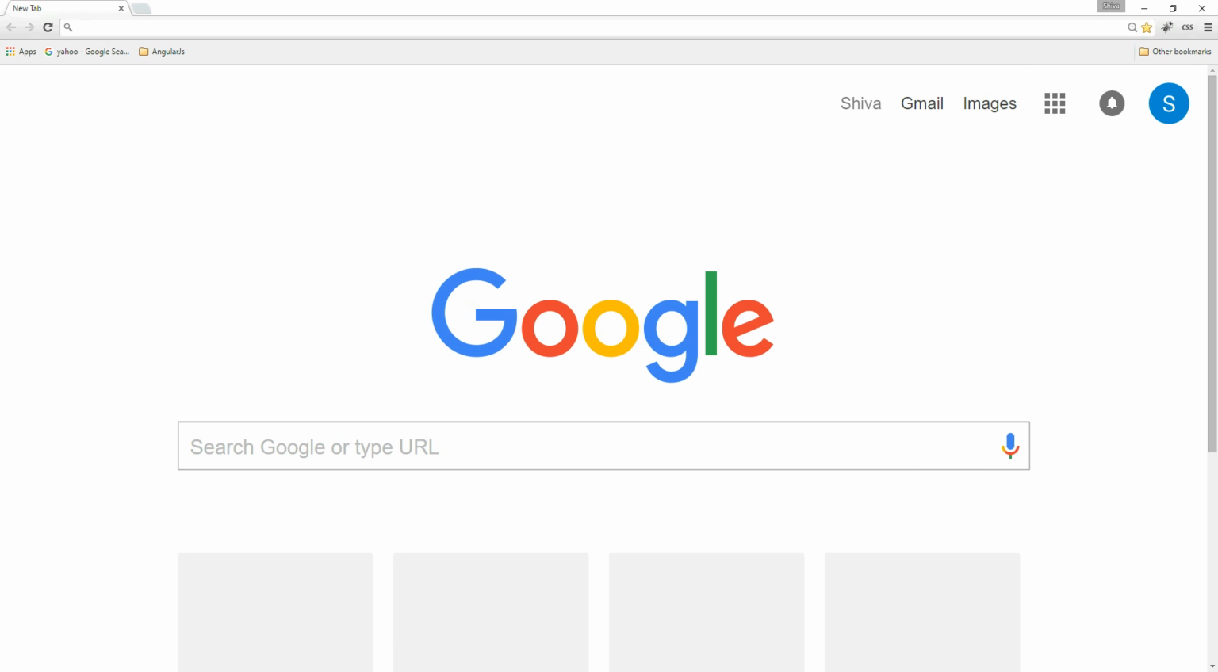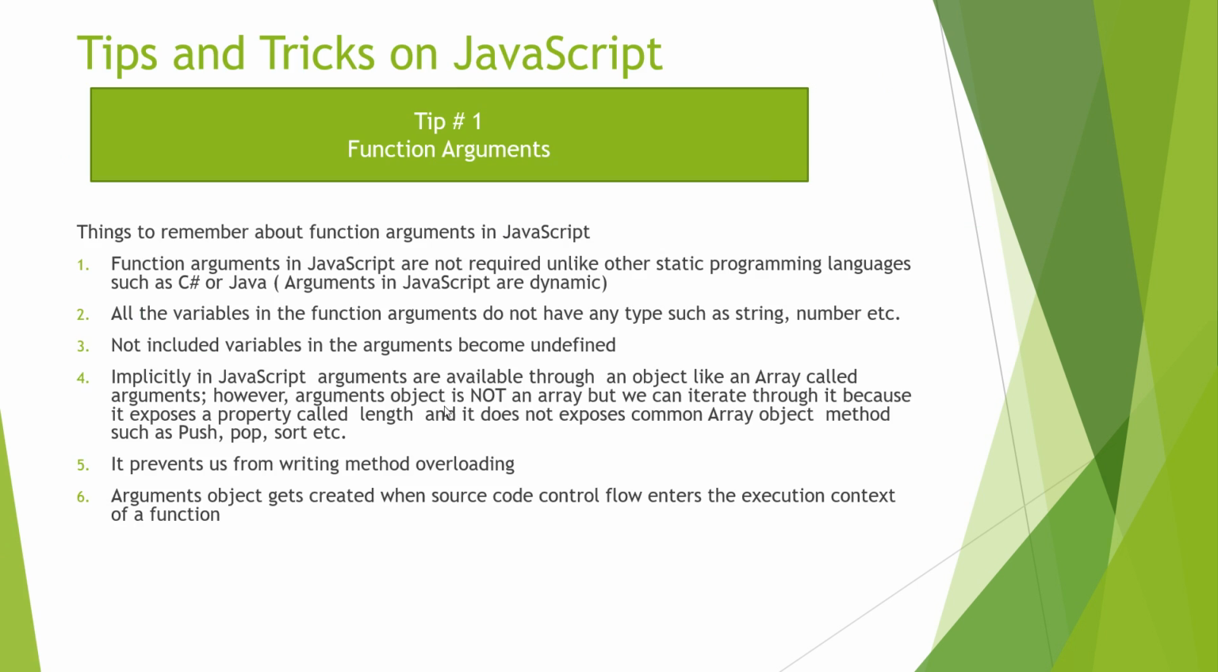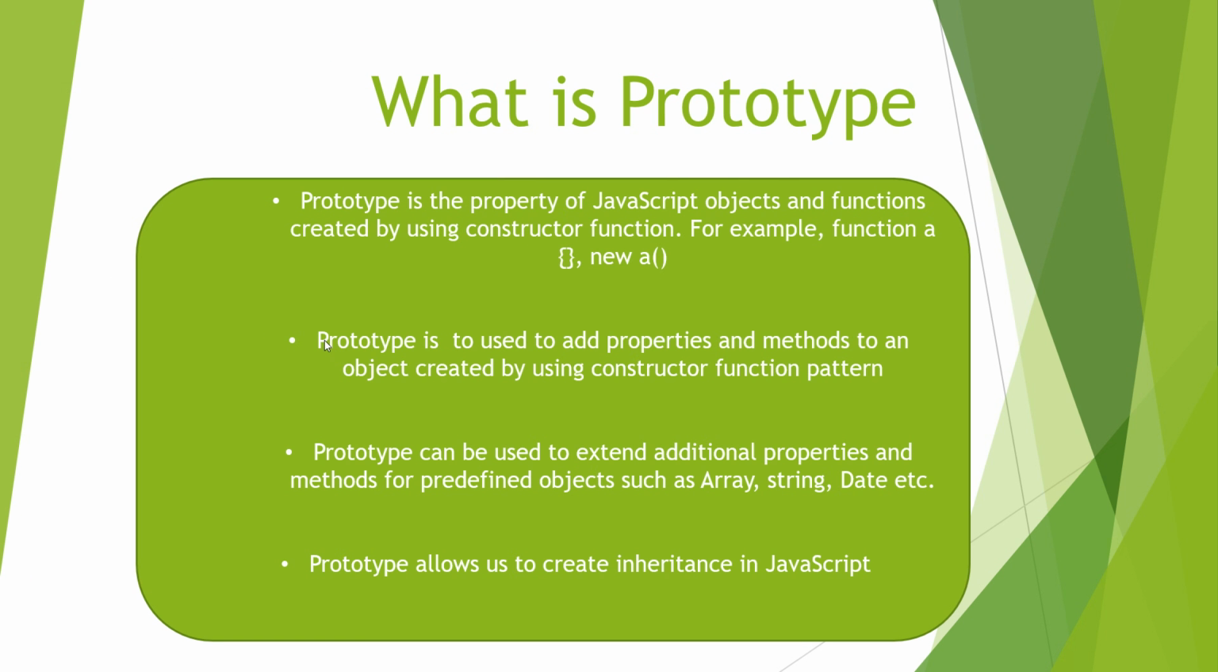Next thing in our slide. This prototype is used to add properties and methods to an object created by using the constructor function pattern. So let's look at that example. Basically we have a constructor function, and now we can add properties and methods to that one. Okay, let's look at an example for this.